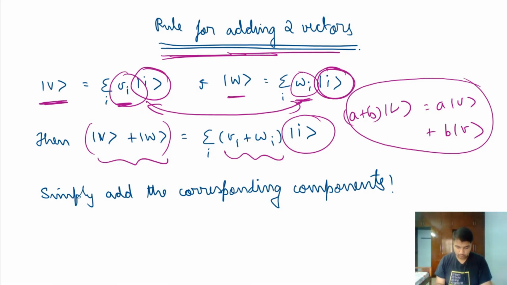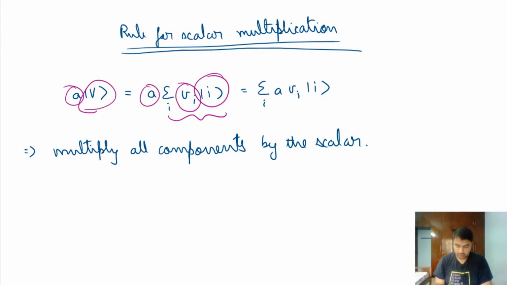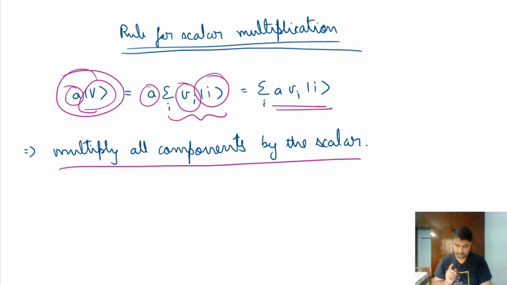So the rule for adding two vectors in general is simply to add their corresponding components, and we are also going to understand this with an example. Similarly, for the rule of scalar multiplication, if we have a vector v and we multiply it by the scalar a, then if we expand it in the basis I, the a gets multiplied with all the corresponding components and we get this kind of summation for the result. So multiplying a vector by a scalar is the same as multiplying all its components by the same scalar.